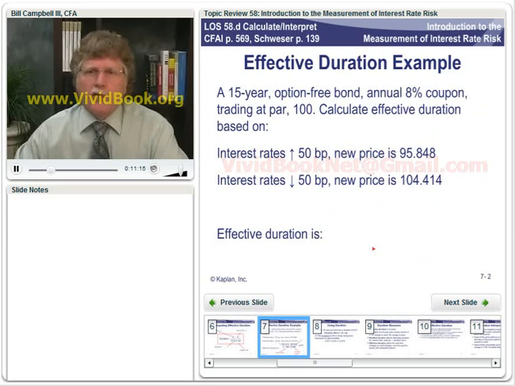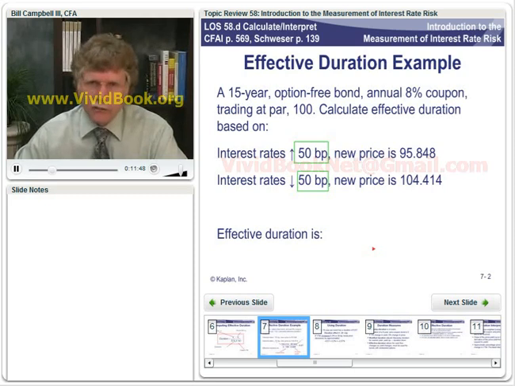Let me give you an example here. We have a 15-year option-free bond, so no call option, no put option, no prepayment option, no options at all. Annual 8% coupon, pays an 8% coupon once a year. It trades at par, so current value is 100% of par. What is the effective duration? And notice, as I told you on the previous slide, very common, we're going to go up 50 basis points, we're going to go down 50 basis points. Very common delta Y when we're doing effective duration calculations.